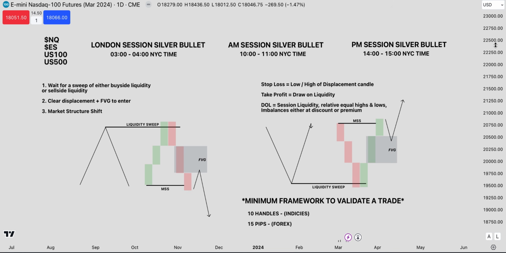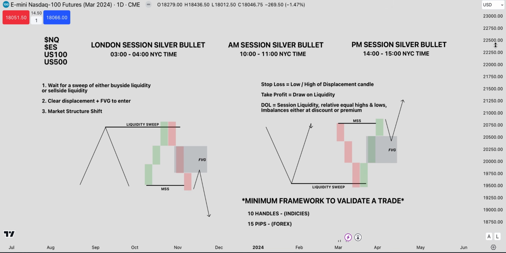That's the minimum stop placement. However, I do like to put my stops above a swing high or swing low, as that gives the trade much more room to breathe and you have way more chance of not getting stopped out prematurely. Okay, so I've also added a bullish example here to the right. It's pretty much the same thing, just a sweep of sell side, bullish displacement, market structure shift, which is a break above a short-term high in this case, and you have your entry of the bullish fair value gap.